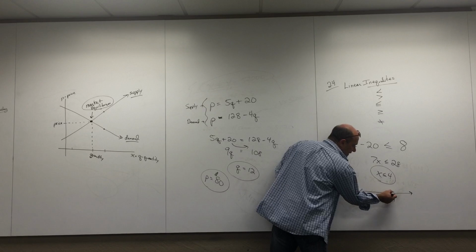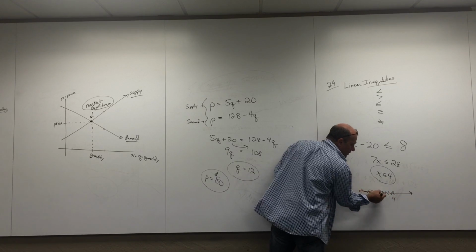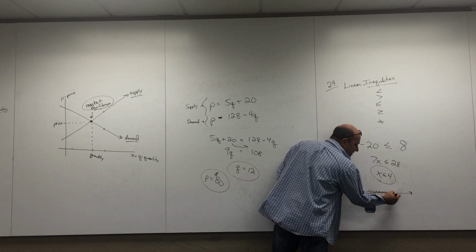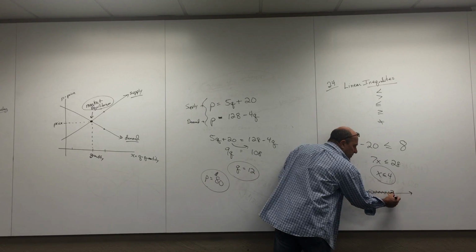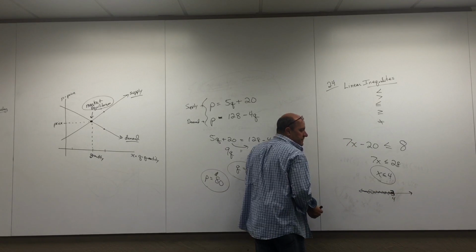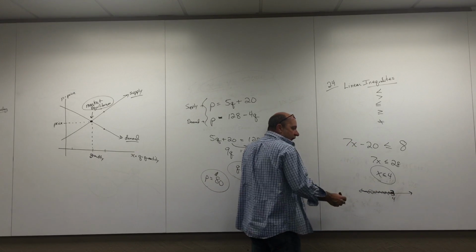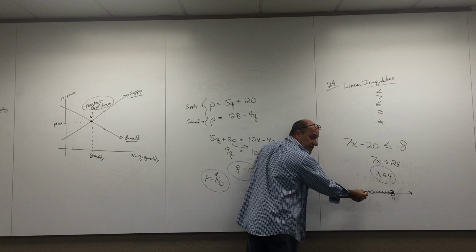And so it's everything less than or equal to 4. We shade the number line. At 4, we should color it in and include it. One way to do that is with a bracket. That includes it. So there's the answer.